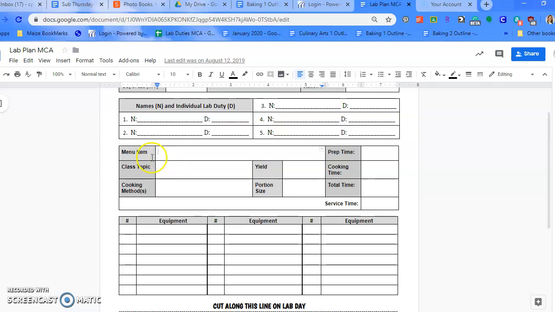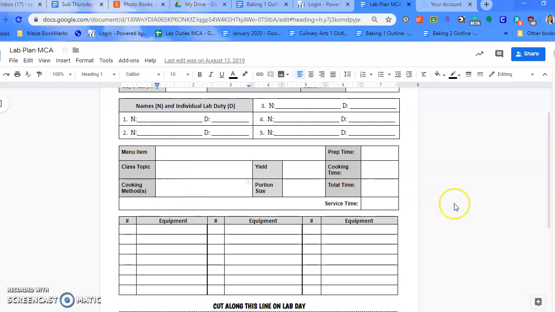So every one of these will have name, duty, however many people you have in your group. Next up is menu item. So for example, you would say lasagna. Class topic, maybe we were learning homemade pasta, so we're talking about starches. So here you would say starches, grains, homemade pastas, leaveners, cheesecakes, whatever the class topic might be. Usually you can find out what that is by paying attention in class, or I have it summarized on the board. So it will say flours and meals, for example.